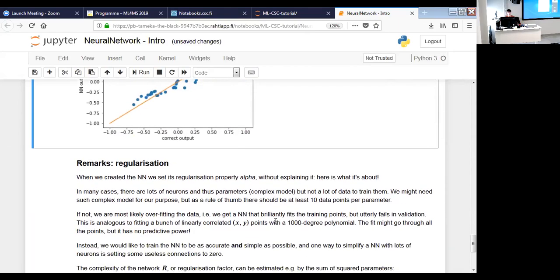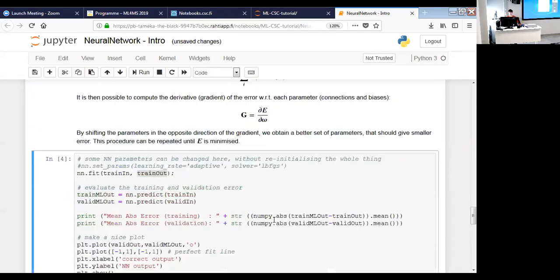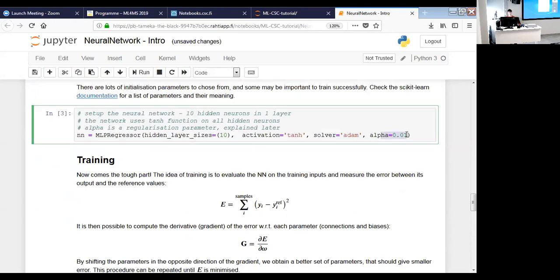That's it. So what regularization was? We added that parameter here, alpha equals 0.01. So the idea of training is to minimize the error with respect to the parameters. Great. In the end, we're going to have the best possible model that minimizes the error. But sometimes that's not good enough. How can it be? You might overfit your neural network.